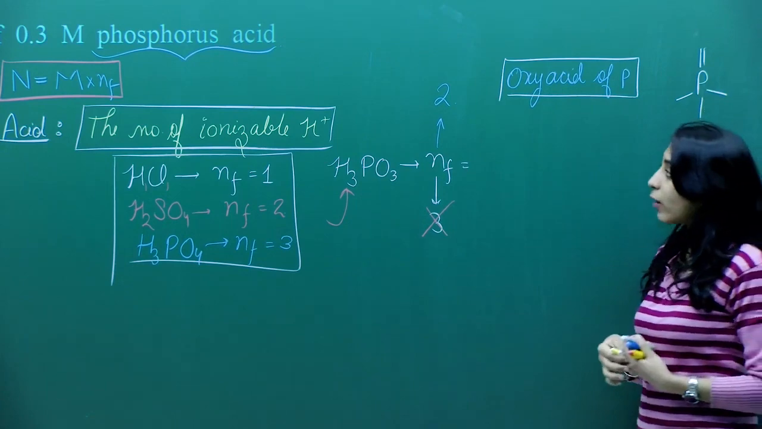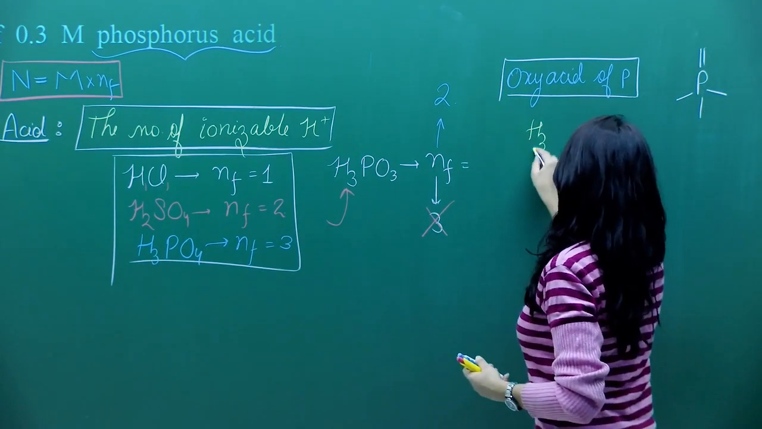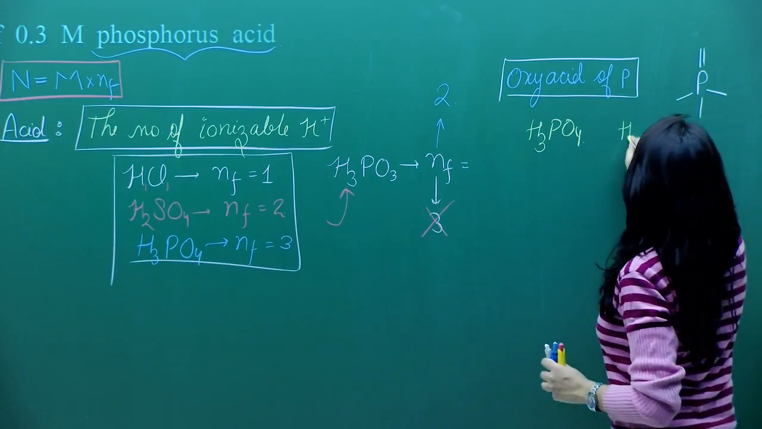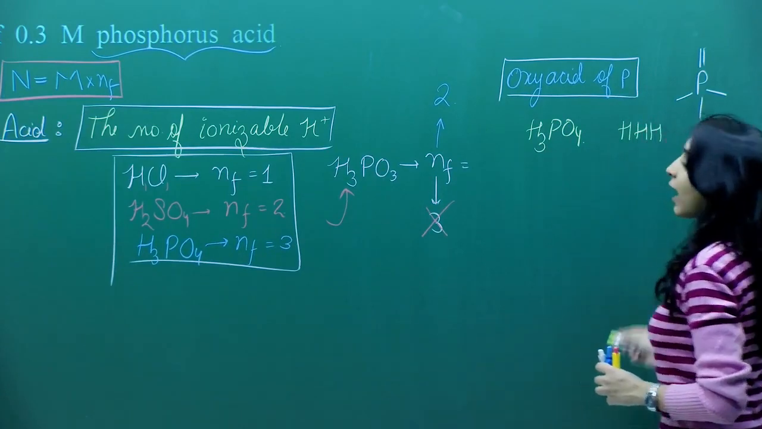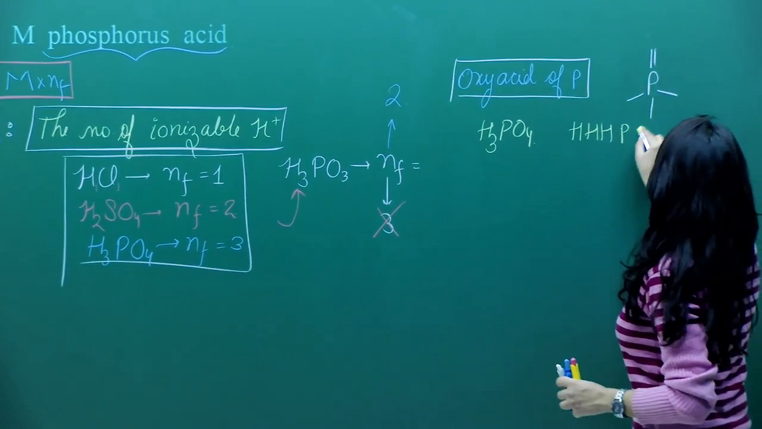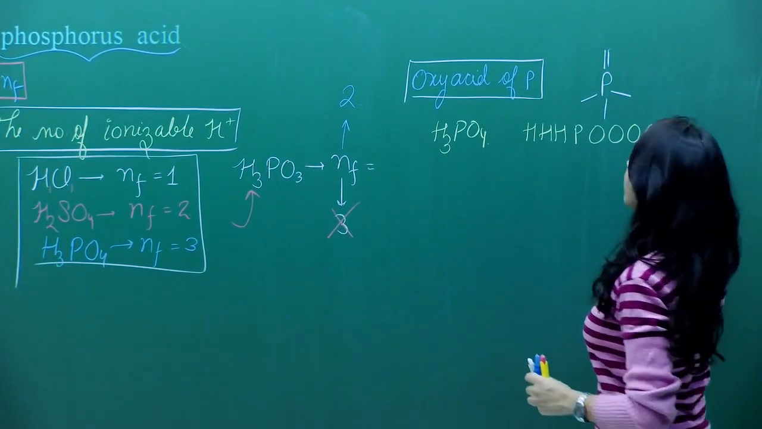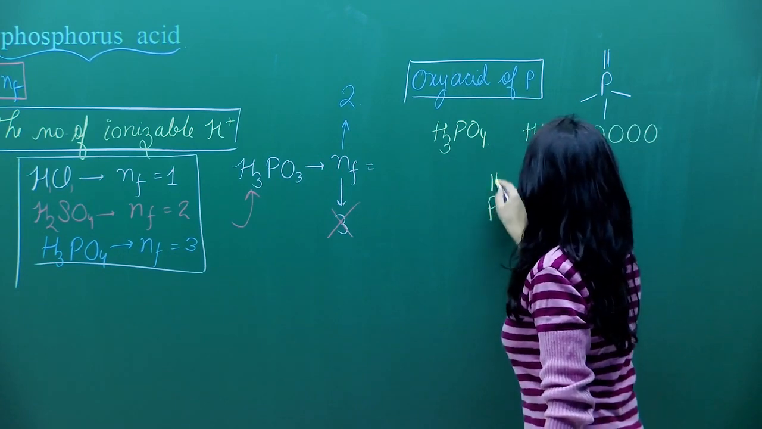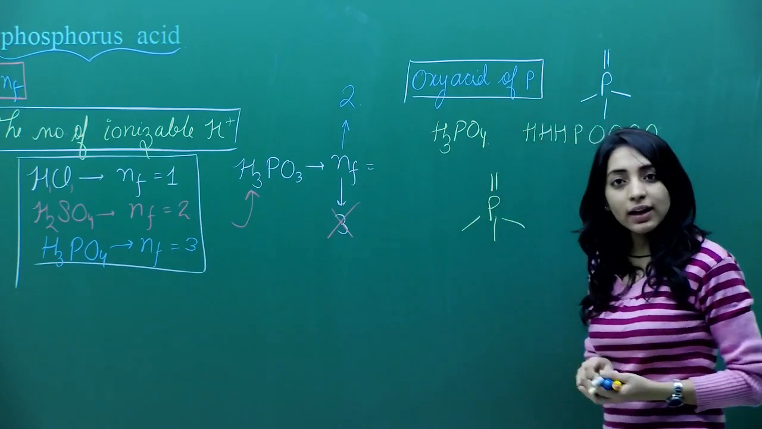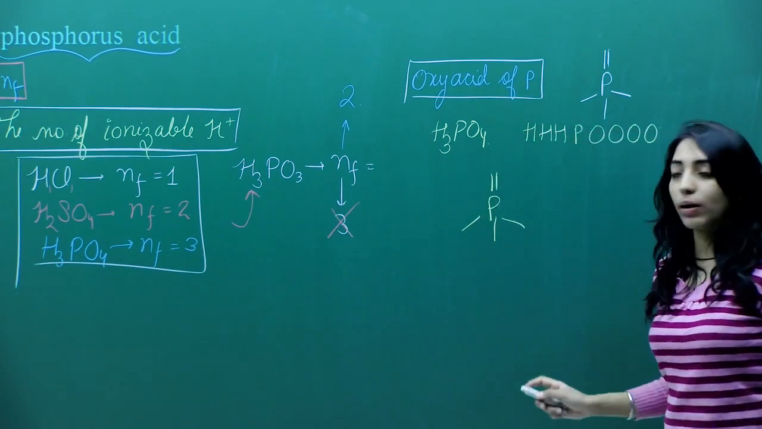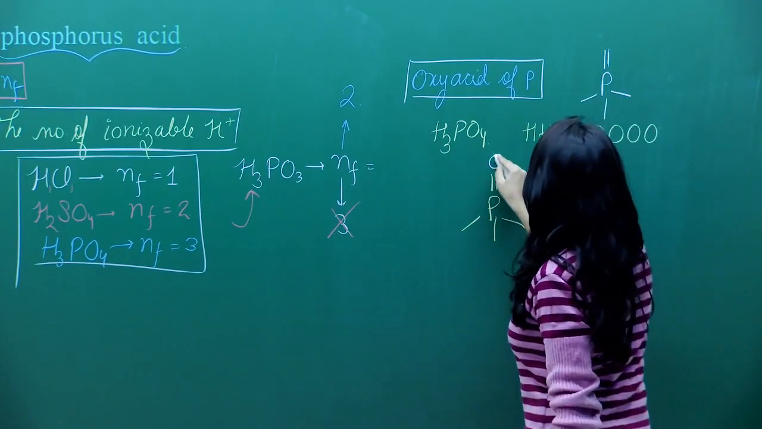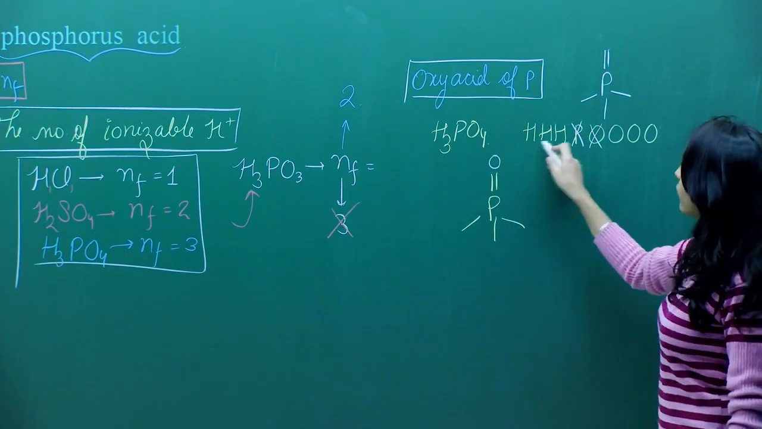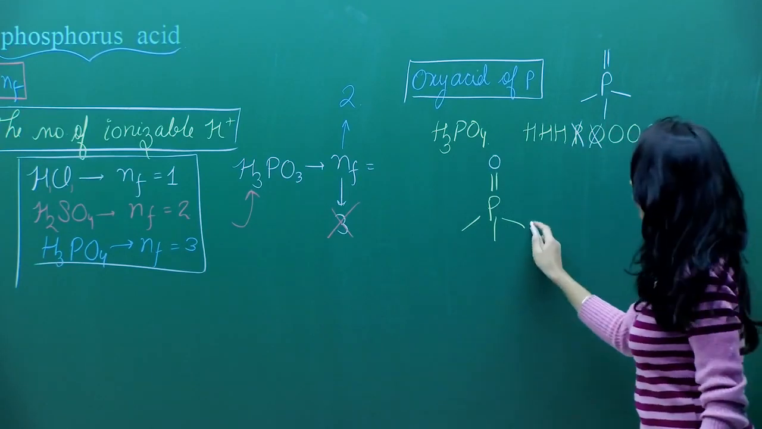Fine. Now let us first do it for H3PO4. In case of H3PO4, I have 3 hydrogens, 1 phosphorus, and 4 oxygens, right? Draw the structure: P with 3 single bonds to O and 1 double bond. So 1 double bond should be coming with oxygen. OP is done. Now we have 3H and 3O, so put 1 OH everywhere.